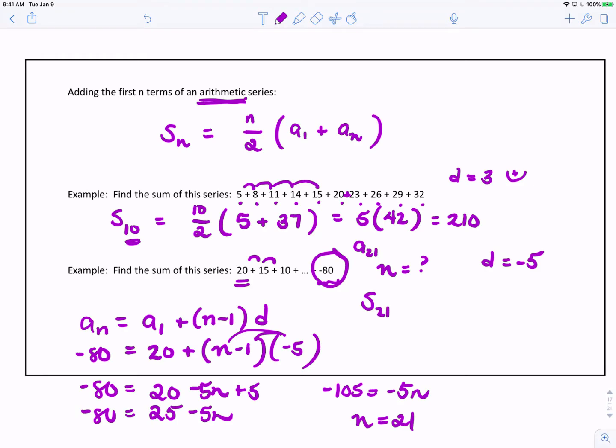All right, so we're going to use this formula. So it says that s sub 21, the sum of the first 21 terms, is equal to 21 divided by 2 times the sum of the first term, which is 20, plus the last term, which is negative 80. So I'm just going to write that 20 minus 80. All right, so let's go ahead and work that out. So we have negative 60 times 21 divided by 2, and we have a sum of negative 630.